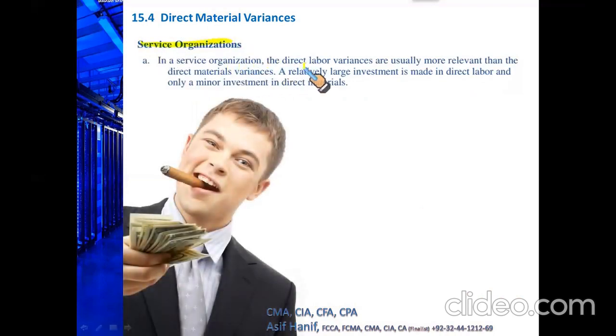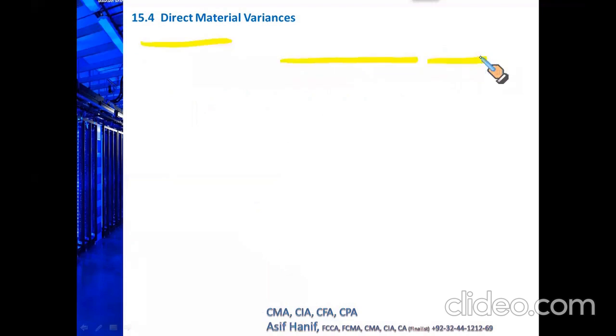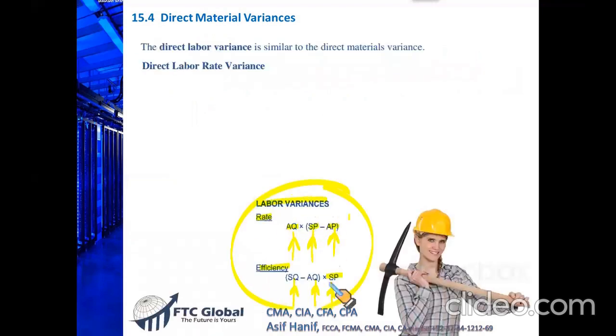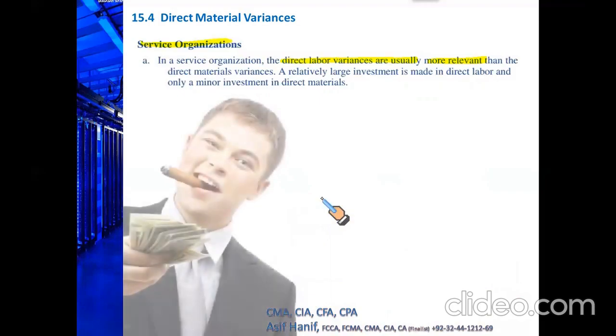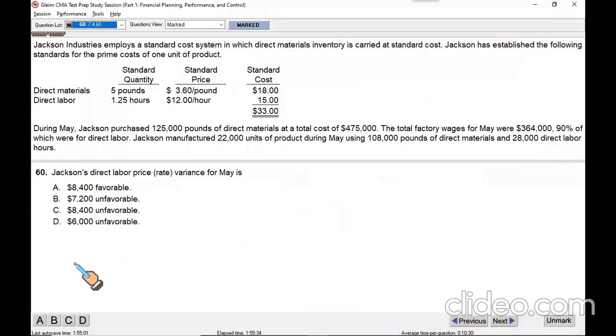So service organizations will primarily be interested in the labor variances because this is more relevant for their type of organization. So let us apply these formulas. Our formulas are the same for rate and for efficiency. They are exactly the same as we saw in the material variances. Let's apply these in the question in front of us.